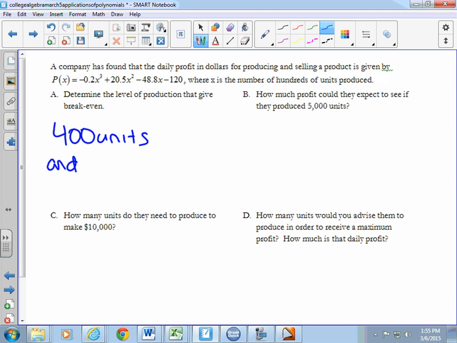And 100 hundreds. Right? On this one I added 2 zeros, right? What are you supposed to put next? 0. So 10,000, 400 and 10,000 units.